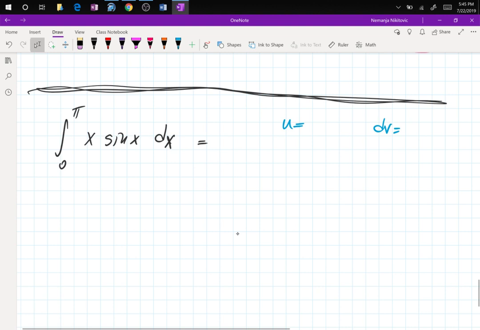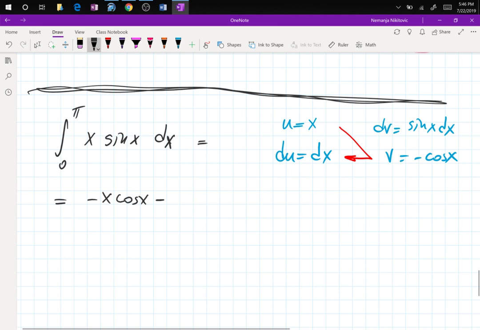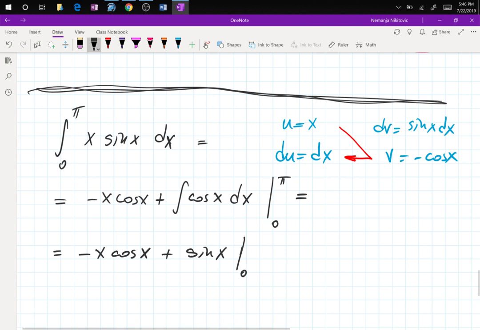So you should have the same answer as before, just now you get to calculate limits. So u equals x, dv is sine x dx, du is dx, and v is negative cosine x. Now we have negative x cosine x minus, and minus from there will be a plus, integral of cosine x dx. Everything will be computed from 0 to pi. We still have one more integral to solve, so negative x cosine x plus sine x, and now it's not plus c, it's 0 to pi.